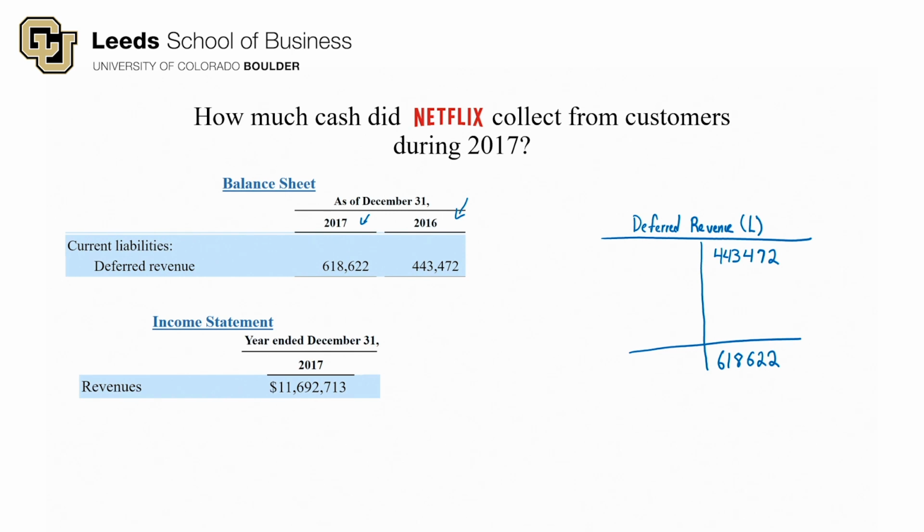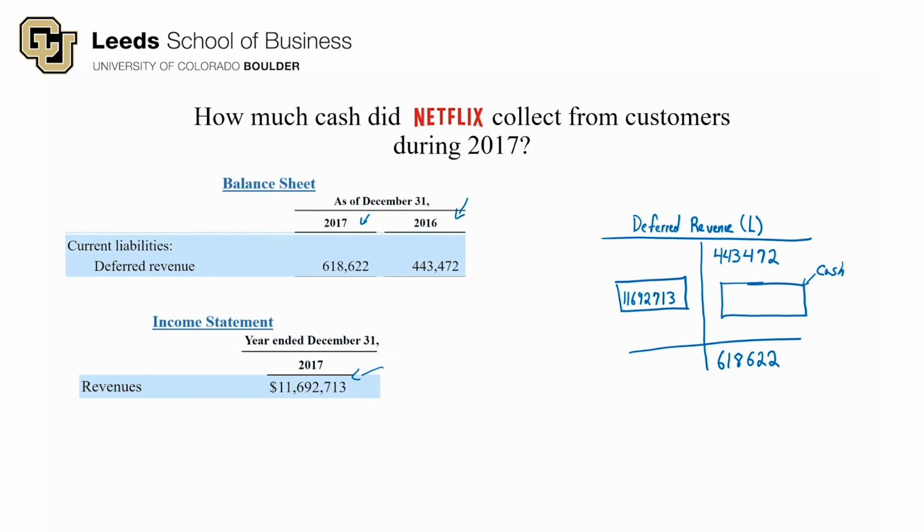Now let's recall what's inside this T account. When Netflix receives cash but hasn't earned it yet, they will debit cash and credit this deferred revenue account. Okay, that's the cash, which we're solving for. And when they finally earn that deferred revenue by giving their customers the subscription, they will credit revenue, which we're observing here on the income statement. That's the credit to revenue. And they will debit deferred revenue. Okay, and so that's the number that goes on this debit side, 11,692,713.